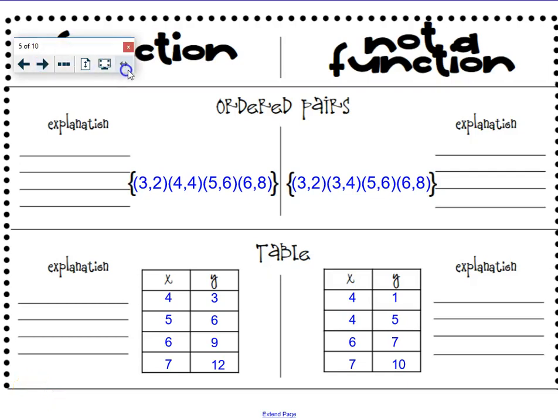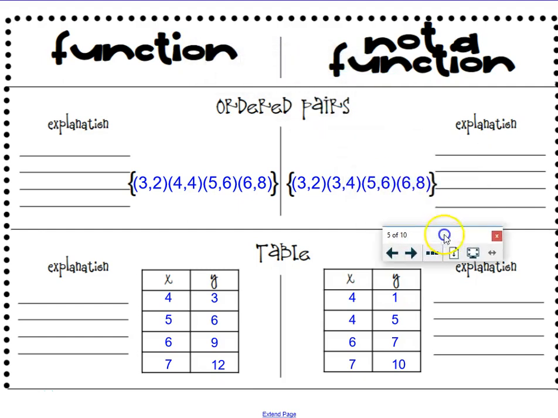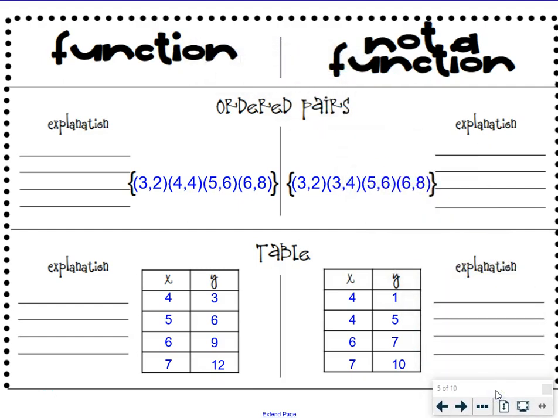Today we're going to talk about functions versus not a function. So a function is a one-to-one relationship. That means each x number only gets one y number. So each x only goes to one y.